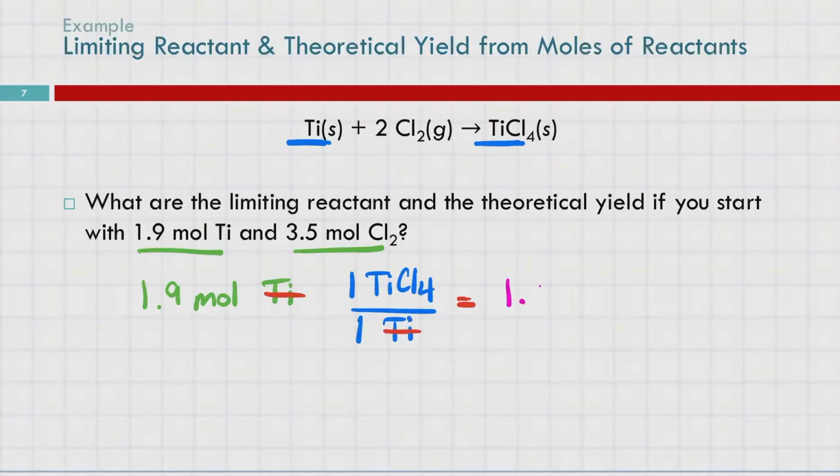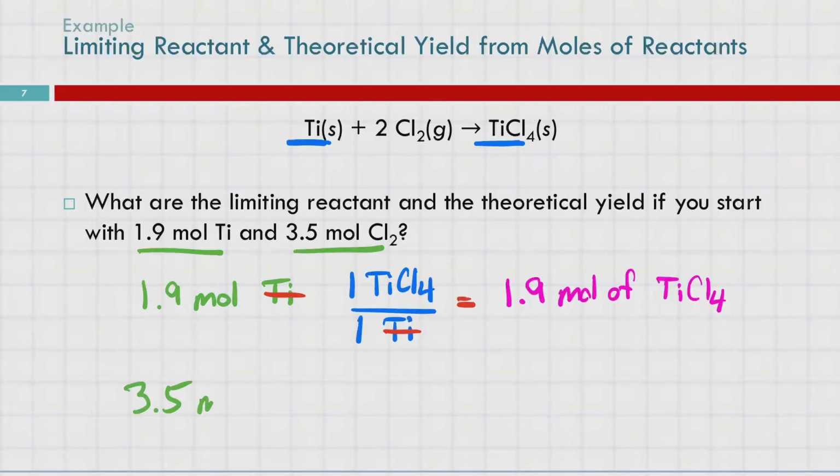We can produce 1.9 moles of TiCl4, starting from our titanium. So if everything works out perfectly, if we have enough chlorine gas, that's how much TiCl4 we can make. We might not necessarily have enough chlorine gas to make 1.9 moles of titanium chloride though. So that's why we're going to calculate for Cl2 as well.